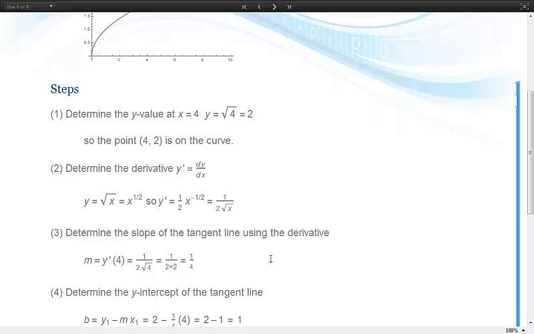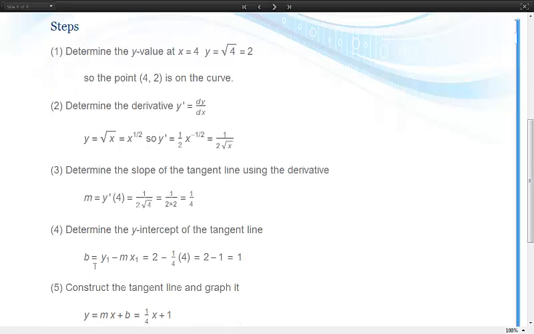And finally, I determine the y-intercept using a point. Remember, b is a y value minus m times the x value that goes with that y value. We have a point on the curve with x equals 4 and y equals 2. So there's y minus m times x, that's 1/4 times 4, which is 1. That's 2 minus 1, and that's 1. So my y-intercept is 1.